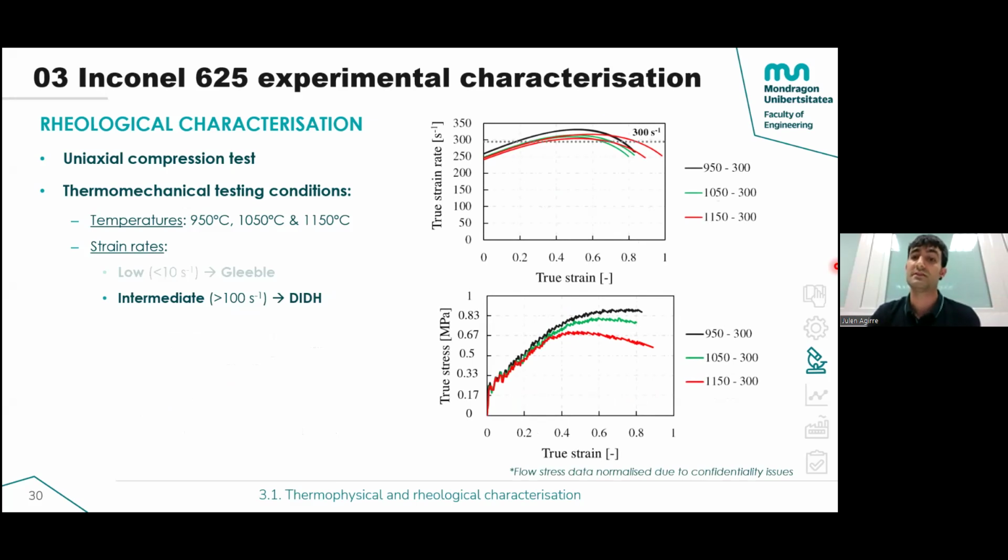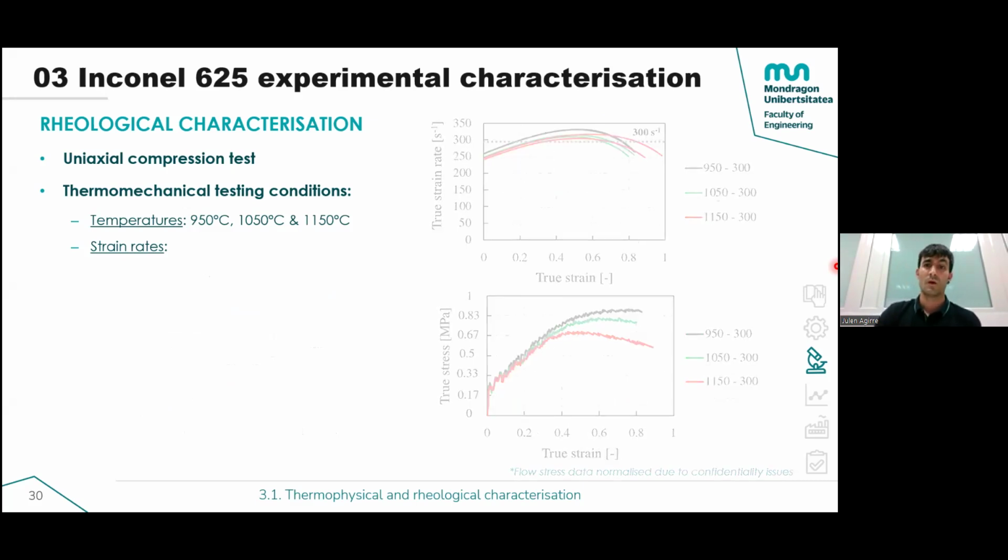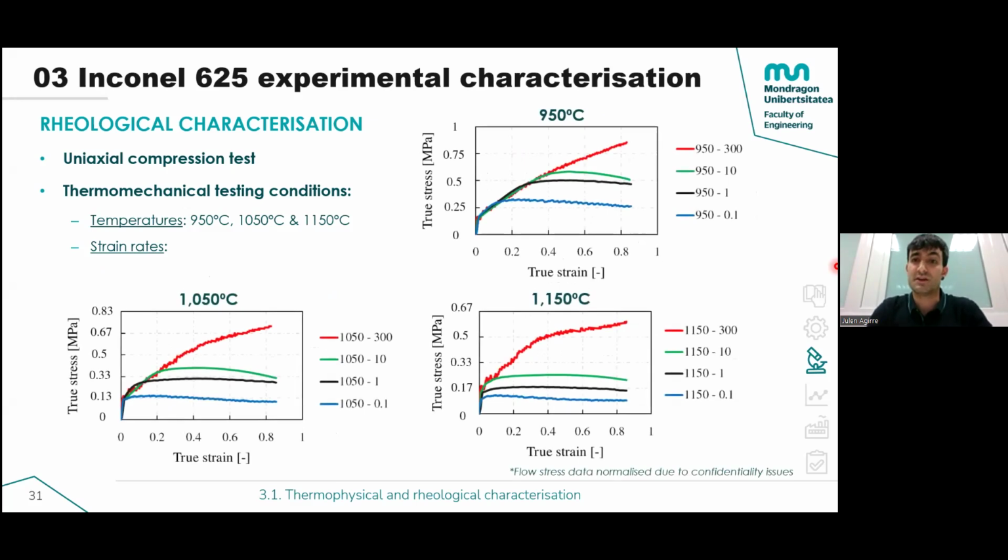These curves are really interesting because we managed to characterize the material at high temperatures and also at intermediate strain rates with a relatively constant macroscopic strain rate evolution. So here you can see the curves we obtained: 3 temperatures and 4 strain rates.